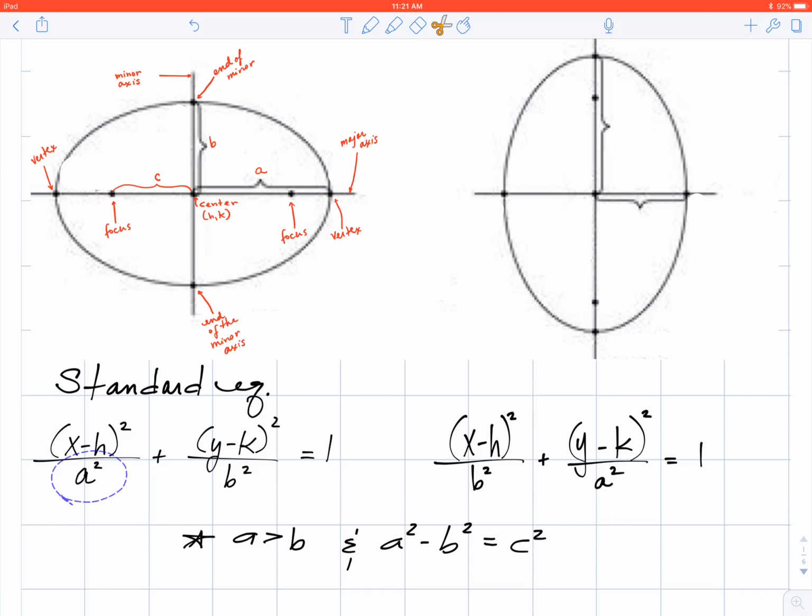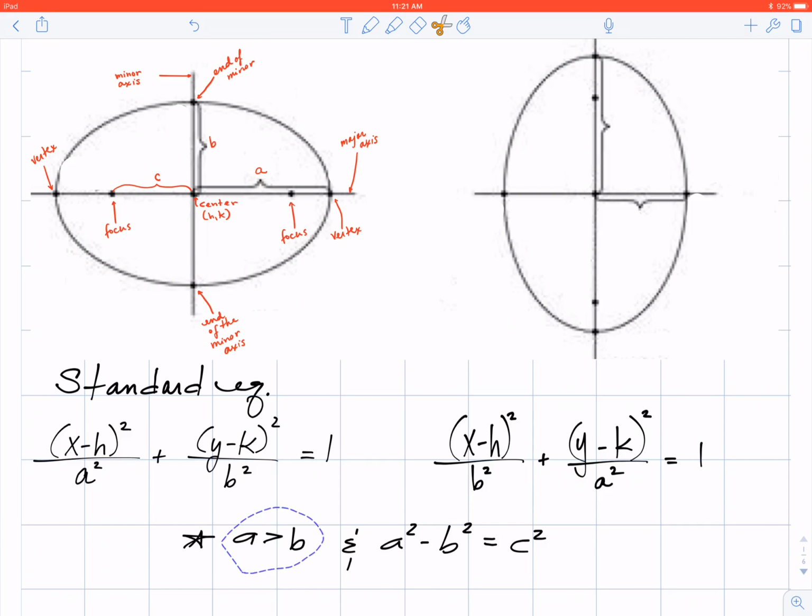So when the larger denominator is under the x's, I have a horizontal ellipse. It's running along the x direction. When the larger denominator is under the y's, I have a vertical ellipse. It's running along the y direction.